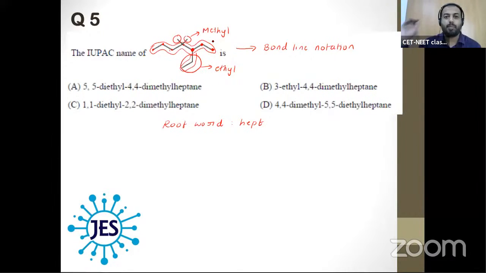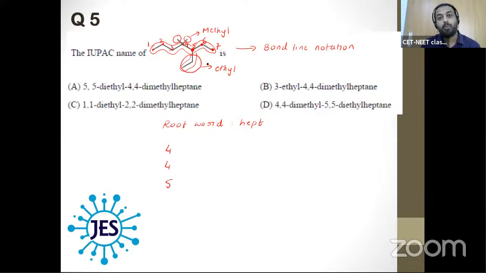Now comes the question of numbering. Where should I start numbering it from? Let's look at 2 options. Let us start numbering it from left to right. 1, 2, 3, 4, 5, 6, 7. So what are the locants the substituents get? The locants will be 4, another 4, because 2 methyl groups are on the same carbon atom, and then the ethyl group on the 5th carbon. 4, 4, 5 in one scheme of numbering.